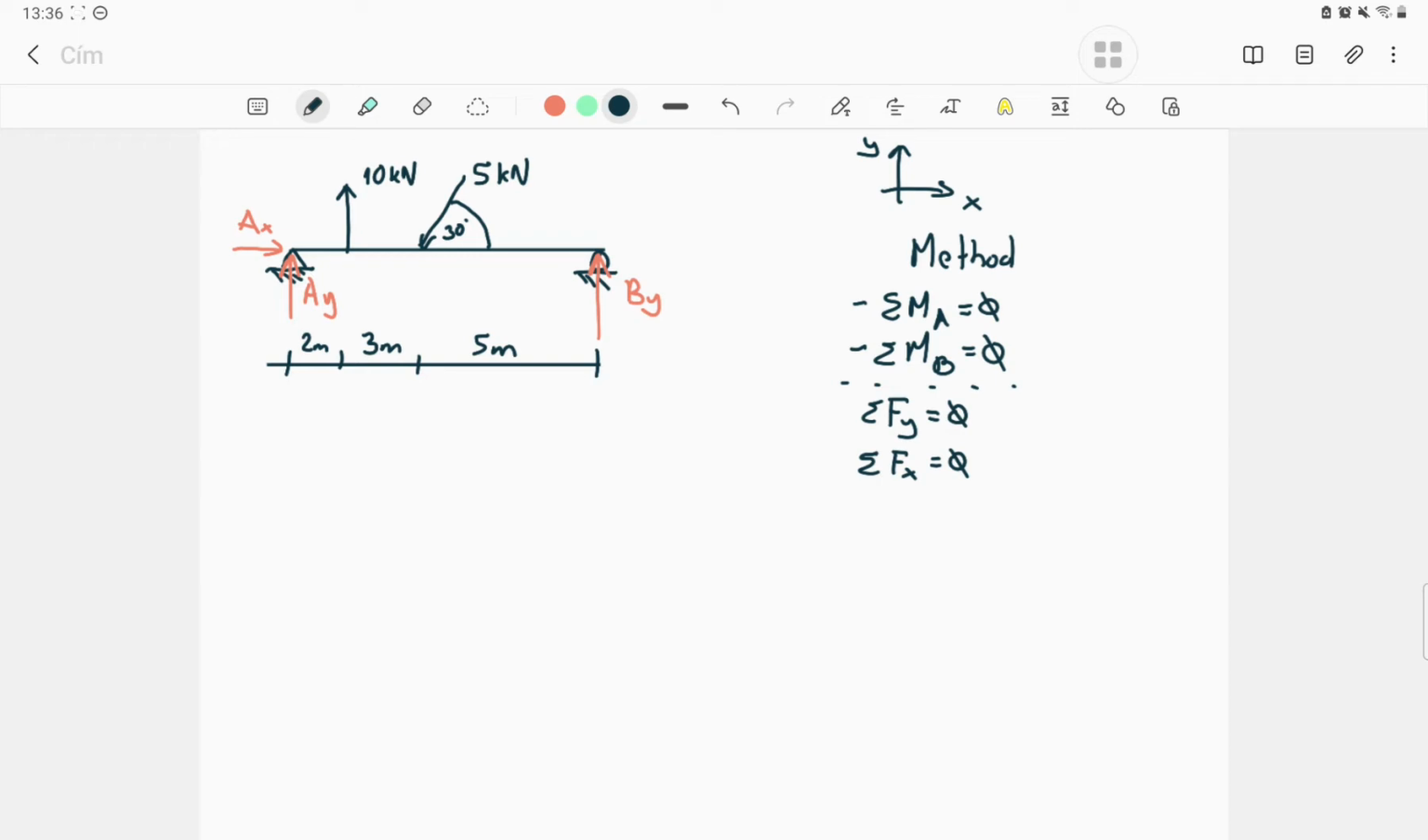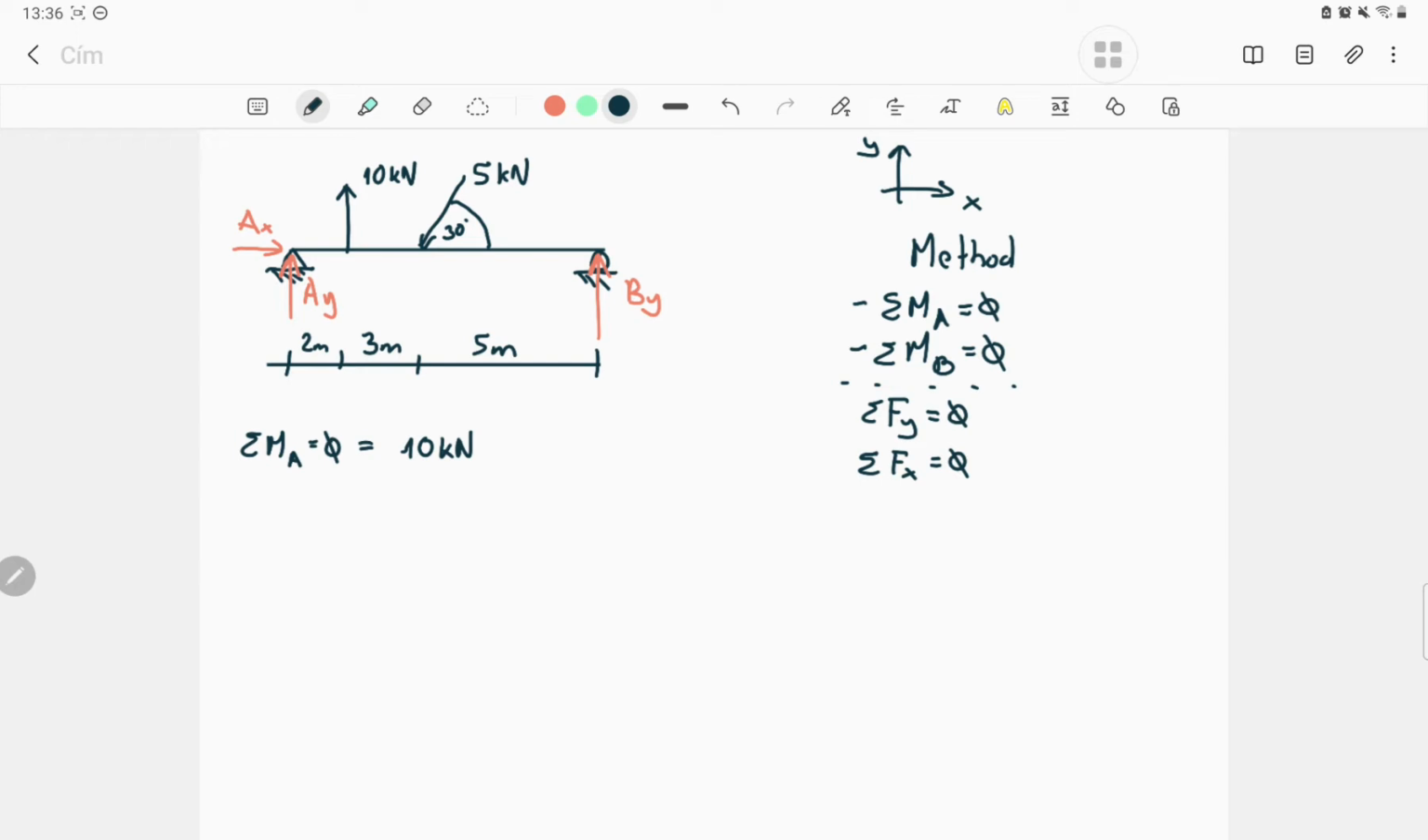Okay, let's start it. So the first summation of the moment around the A point has to be 0 as every time. Let's see one by one. I will do this from left to right. First, if you check everything from the A point, first you will see the 10 kilonewton force.